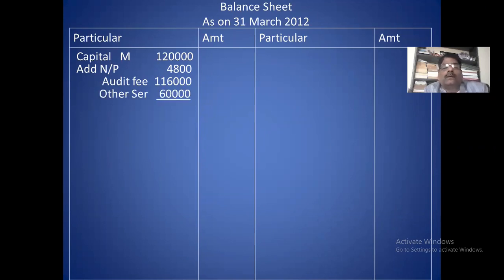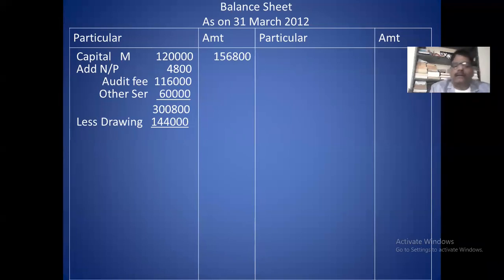The next is other fee. Other fee 40% taken in the income and expenditure account. Remaining 40% comes here. Okay. Then total is 3,08,000. In the 3,08,000 you deduct the drawing. Drawing is 1,44,000 you deduct. Your answer is 1,56,800. Okay.